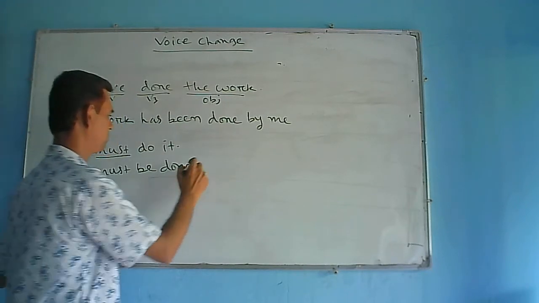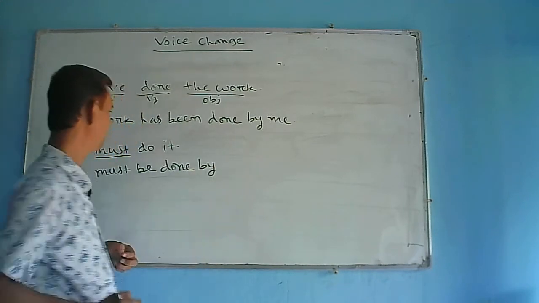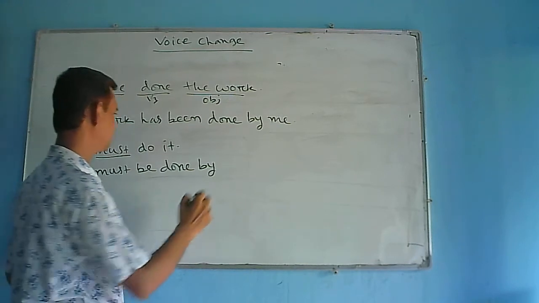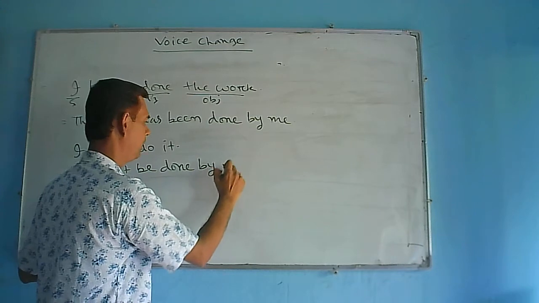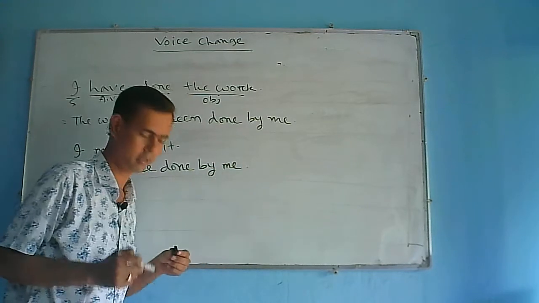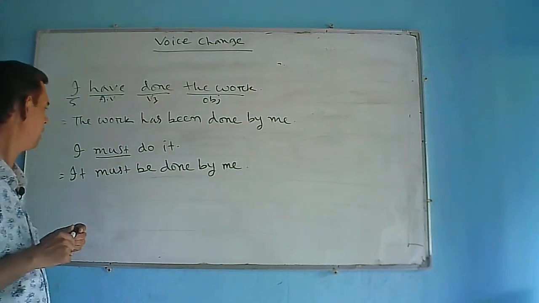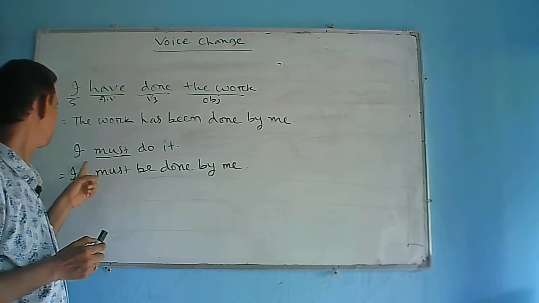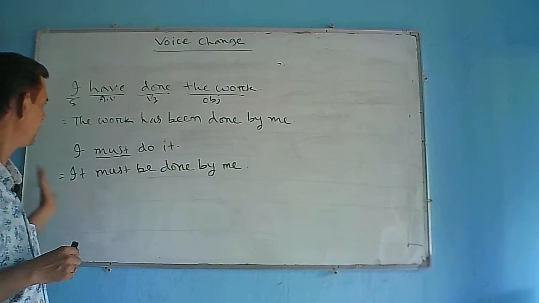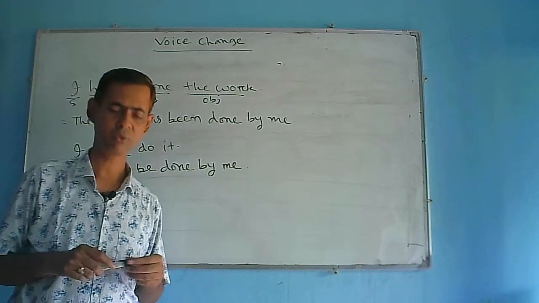Fifthly, by will be used. And sixthly, subject will be changed into object. What is the subject here? I. Here, me will be used. Me is the object of subject I. So it seems you have understood, my dear student.